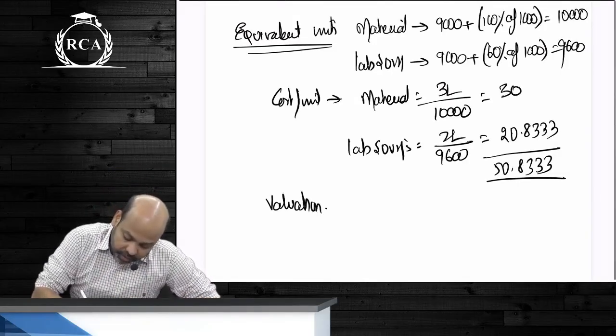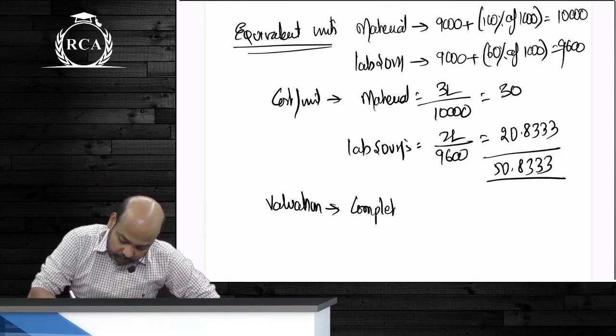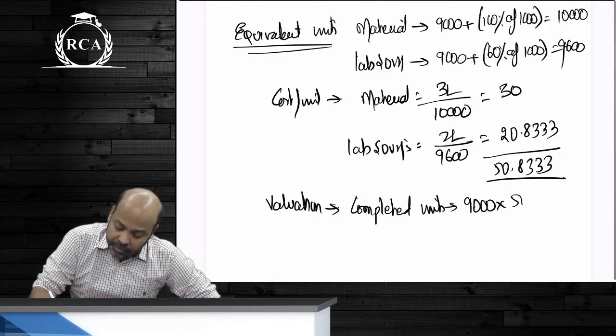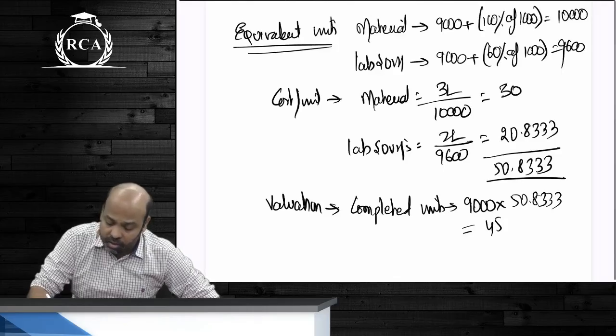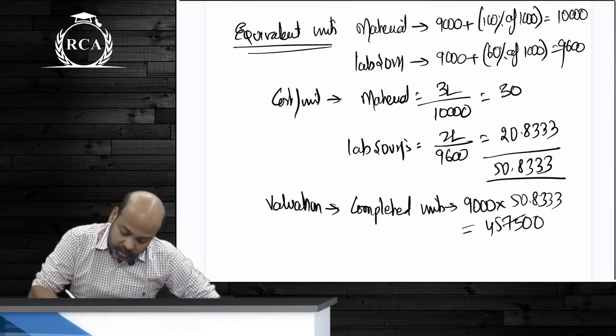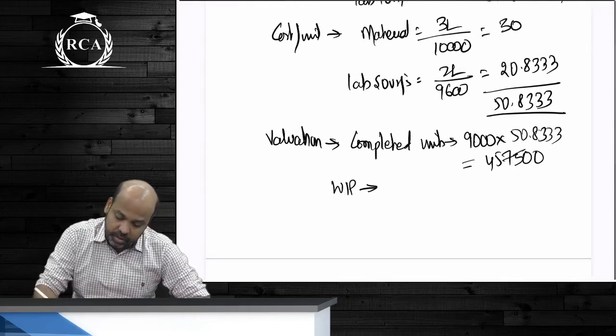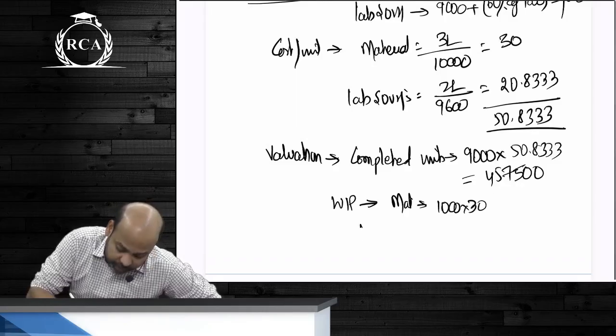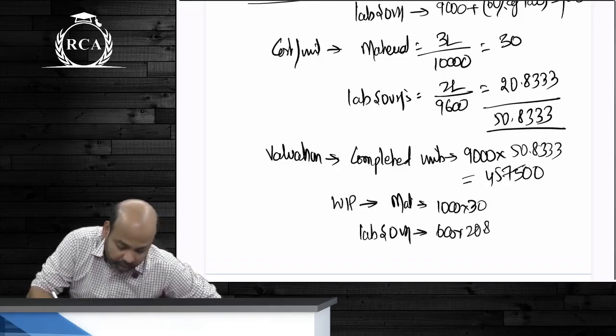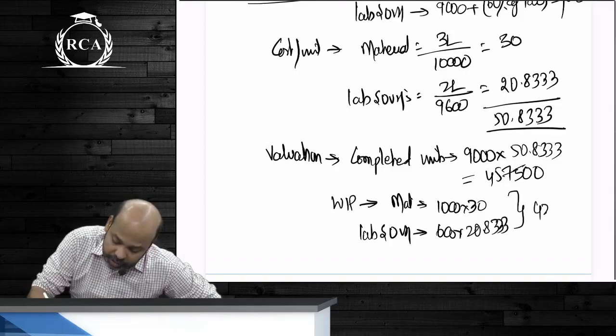वैल्यूएशन क्या करोगे बेटा? Completed units का क्या लिखोगे? I'll directly write 9000 multiplied by 50.8333. 4,57,500. वर्क इन प्रोसेस के लिए क्या लिखूं बेटा मैं? मटीरियल के लिए I will write 1000 units into 30. For labor and overheads क्या लिखूं बेटा? 600 into 20.8333. समझ में आ रहा है ये? This will become how much? 42,500.